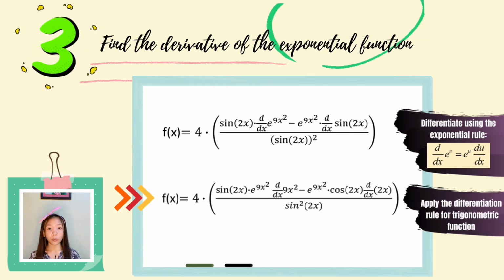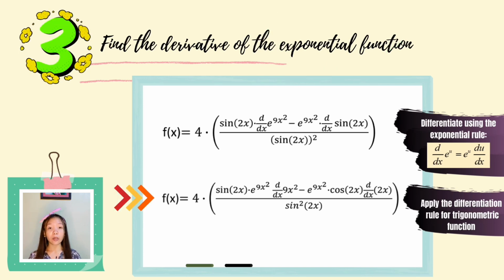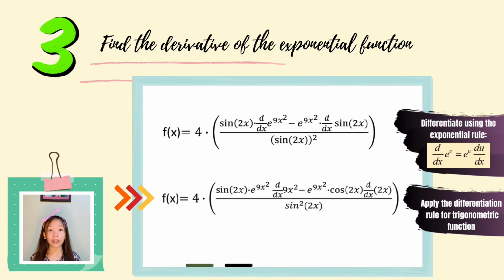In our solution, we will be solving for the derivative of e to the power of 9x squared and the derivative of sine 2x. We apply the differentiation rule for exponential function for the derivative of e to the power of 9x squared, and we'll be applying the differentiation rule for trigonometric function for the derivative of sine 2x. First, we solve the derivative of e to the power of 9x squared. First thing that we need to do is to copy the given exponential function, and we will be multiplying it by the derivative of its exponent.